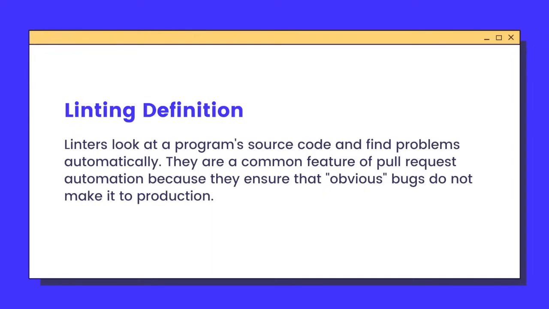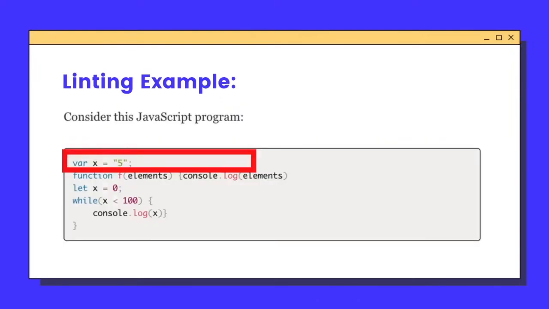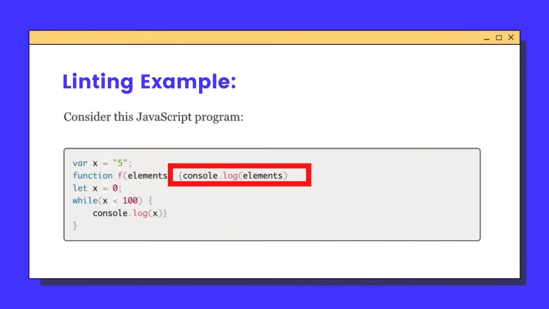Linters are programs that look at a program's source code and find problems automatically. They're a common feature of pull request automation because they ensure that obvious bugs do not make it to production. Obvious here in quotes. So an example of linting, let's again look at a JavaScript program. A very simple one. You should understand even if you don't know JavaScript. It defines a variable, var x equals 5. It defines a function, but continues after the open bracket, which is generally considered bad practice.